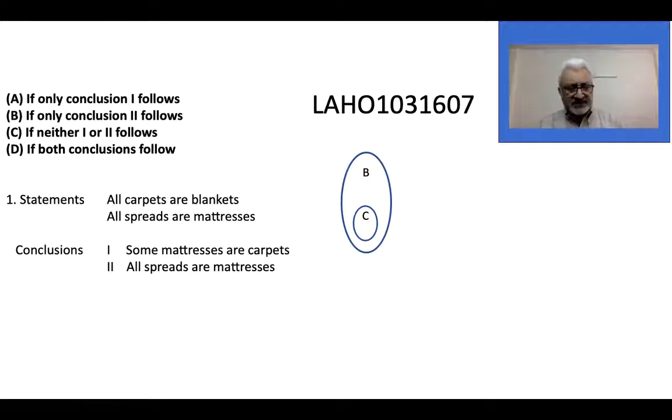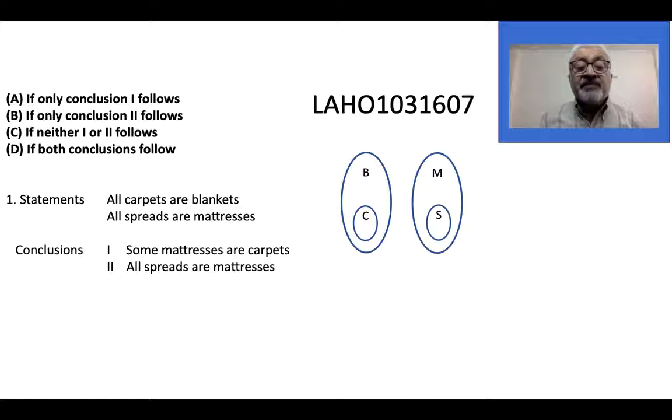The second one says all spreads are mattresses. Now, can we have any relation of spreads and mattresses in this figure? No. So we'll have to draw another figure. So let's say this oval represents the spreads, then mattresses are supposed to engulf it, therefore come around it. Hence, this would show that all spreads are mattresses. All right. Now, look at the conclusions. Is the first one true that some mattresses are carpets?